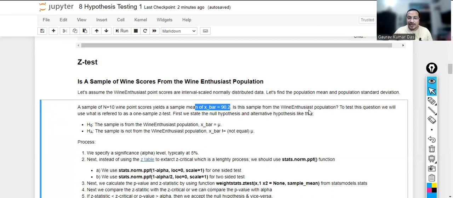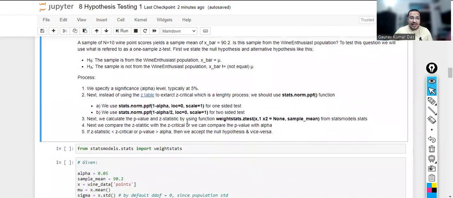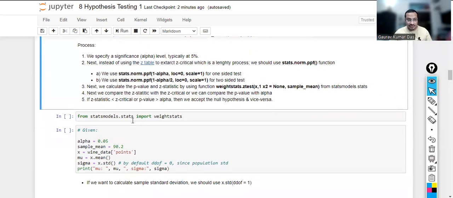Is this sample from the wine enthusiast population or not? So basically, I'm asking whether this x bar is equivalent to the population mean. As simple as that. To answer this question, we'll use a z-test, a one sample z-test, okay? And of course, we will not use any Z table here. We'll be directly using inbuilt functions to calculate the probabilities, p-values, z-critical, whatever is required.